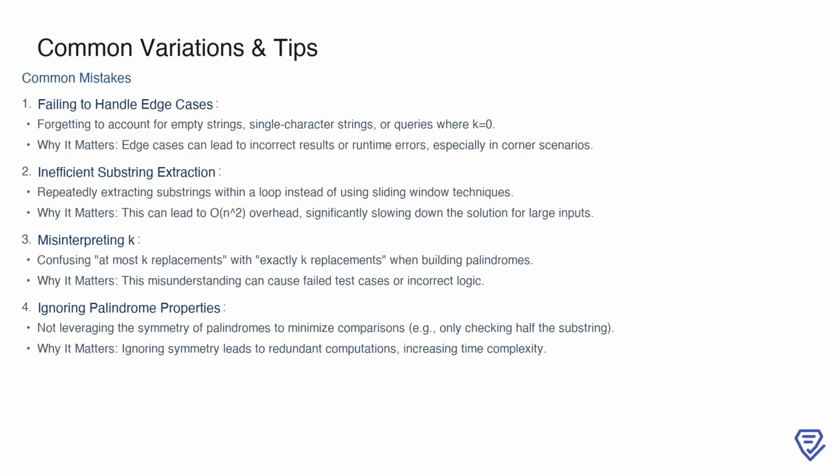Another pitfall is inefficient substring extraction. If you repeatedly extract substrings within a loop, you can end up with an O(N squared) time complexity, which becomes a bottleneck for large inputs. Instead, techniques like sliding windows can help optimize this.